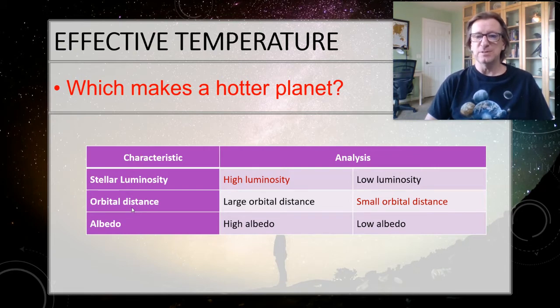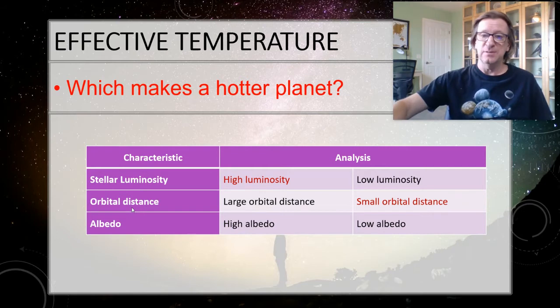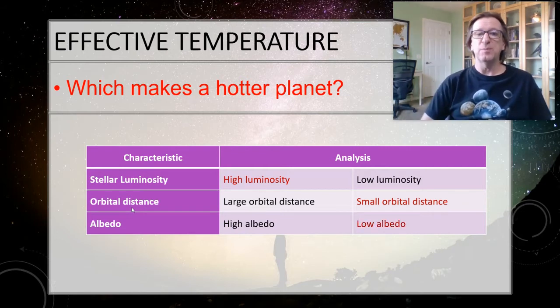All right, what did you choose? That high albedo is going to be reflecting the energy away. The low albedo is going to be absorbing that energy. And so that low albedo planet, that darker colored planet, is actually going to be warmer.